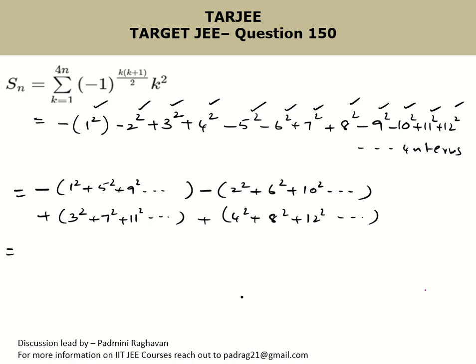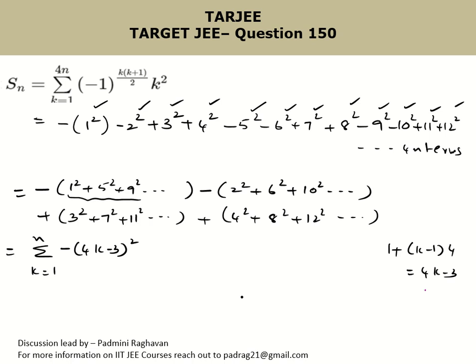Let's take a general term. Let me write it as sigma k equal to 1 to n. In the first set, the bases are in AP: 1, 5, 9, etc. The kth term is going to be 1 plus (k minus 1) into 4, which is 4k minus 3. So the first term is going to be 4k minus 3 the whole square, with the minus outside.